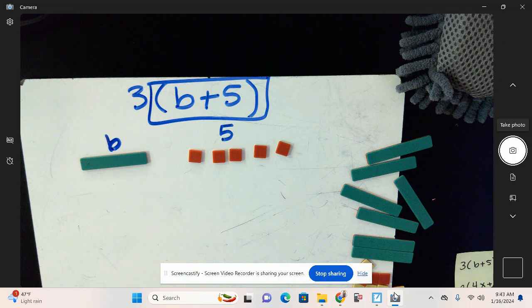Does it have to be lined out like yours? No, it's not. All right.